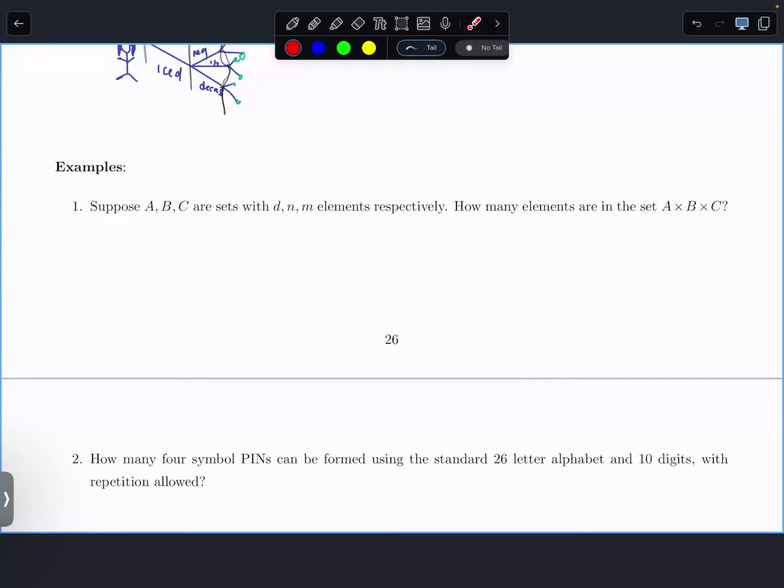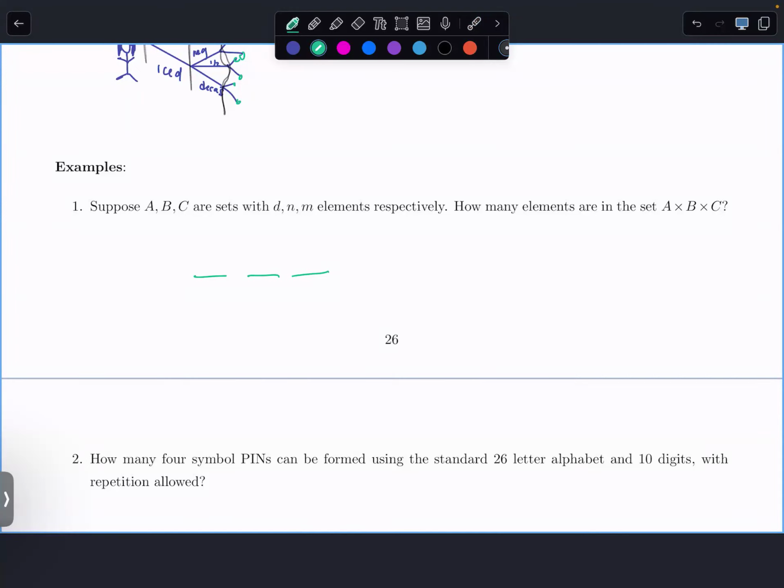Way to go, Ruth. What does a Cartesian product look like? What are the elements in the set that is a Cartesian product? Ordered pairs, and in this case, ordered triples. Yes, X, Y, and Z. Great, good. Okay, so we have an ordered triple.